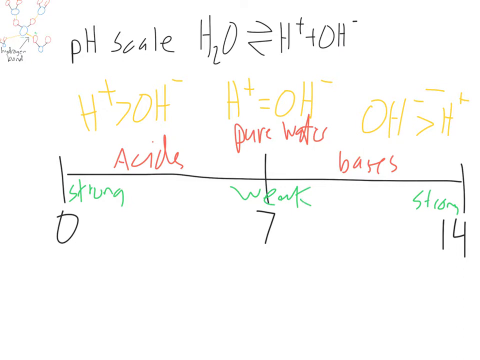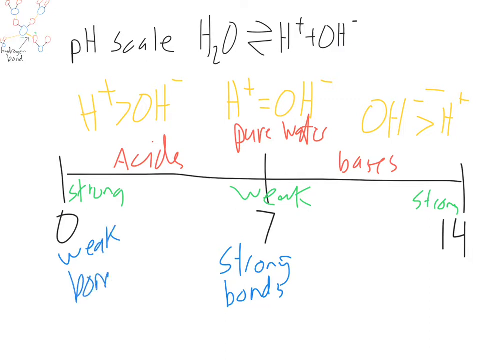All right. What about the bonds between them? Which one has strong bonds? The weak acids and bases or the strong acids and bases? So we have strong bonds here in the middle because it wants to be more like what? Water. Wants to be like water. And then over here we have weak bonds on both ends because they want to break down into their ions. Any questions about that?